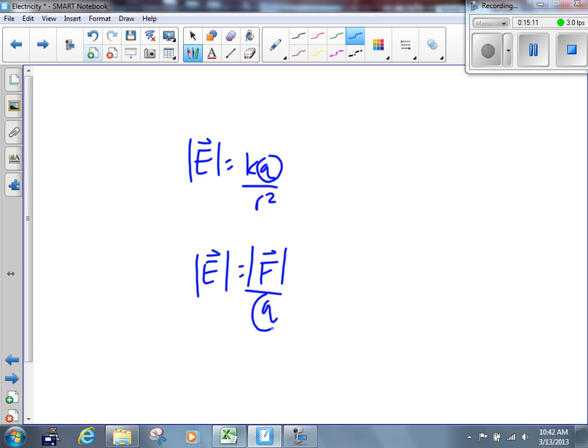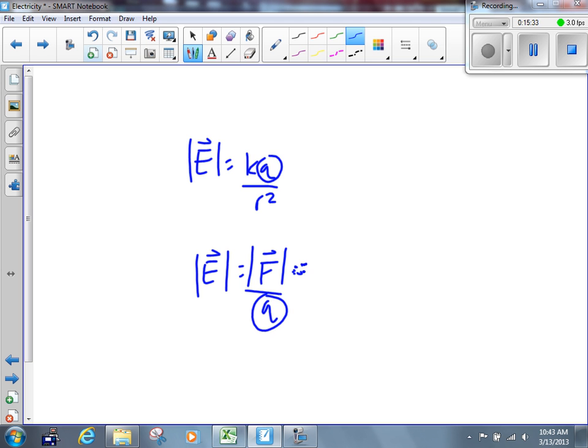What does this Q stand for? Brianna, what's this one stand for? What's the bottom one? Good, the charge of the experiencer. What does F stand for? Nick, what does F stand for there? Yeah, the force felt or the force experienced by the experiencer.